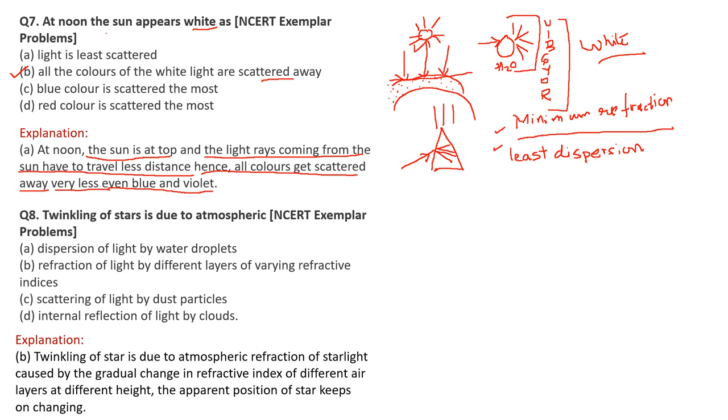Question number 8. Twinkling of the star is due to the atmospheric dispersion of light by water droplets. No. Refraction of light by different layers of varying refractive indices. Okay. Scattering of light by dust particle. No. Internal reflection of light by cloud. No. So appropriate answer is B, right? The twinkling of the star is due to the atmospheric refraction, right?